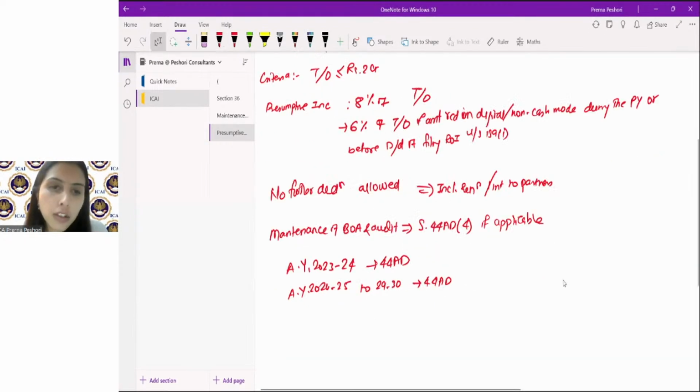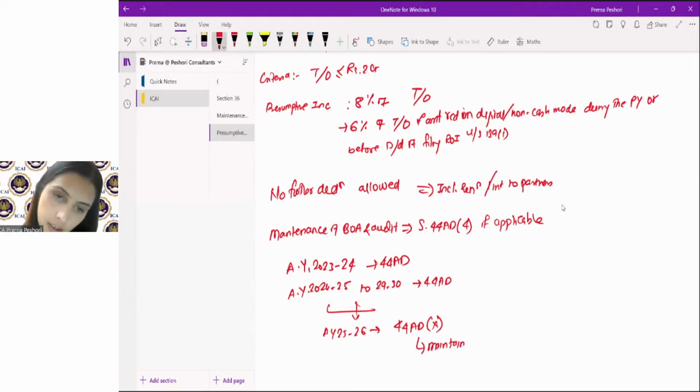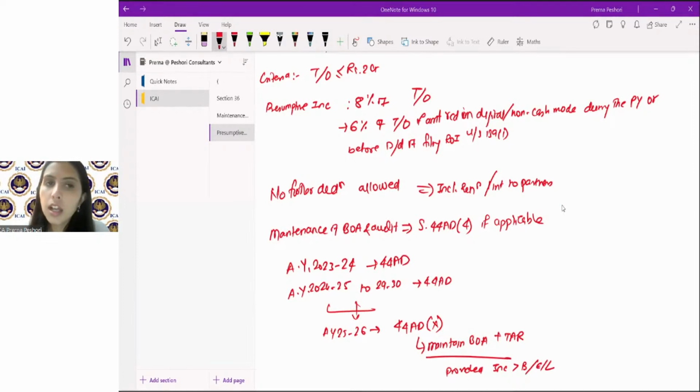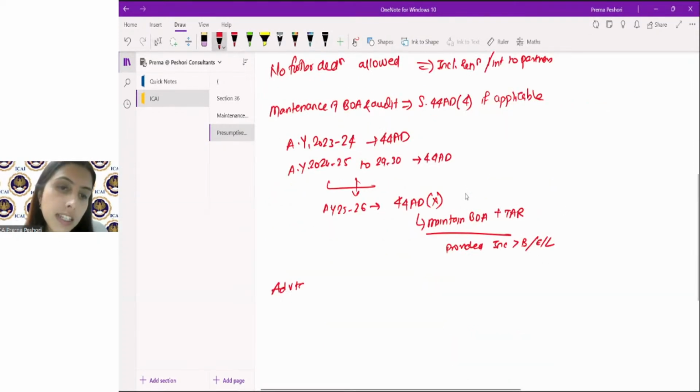In case in one of the years, let's say in AY 25-26, I'm not offering 8%, then I will have to maintain books of accounts plus the tax audit report, provided income is greater than the basic exemption limit. Are we clear? Further, even these assessees have to pay advance tax, but before 15th of March. The other installments are not applicable for them. Clear? So this is your presumptive taxation under 44AD.